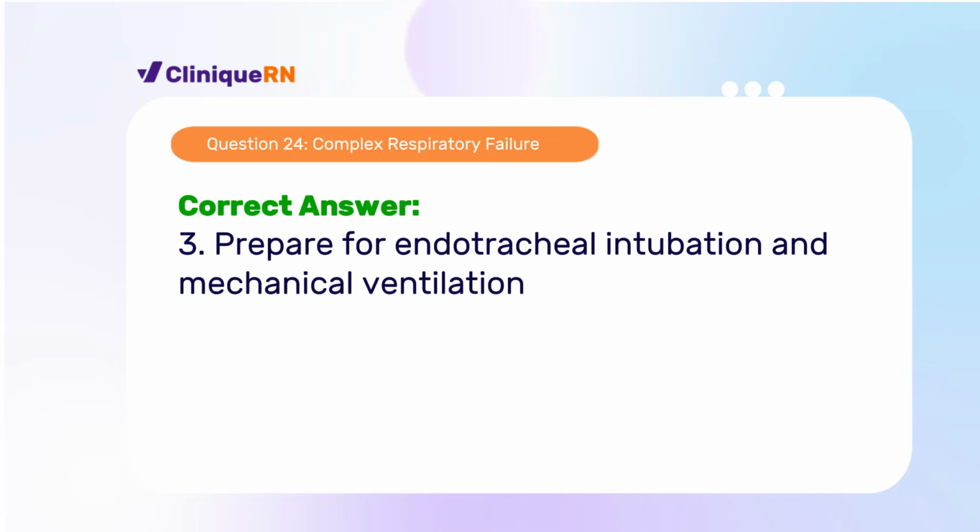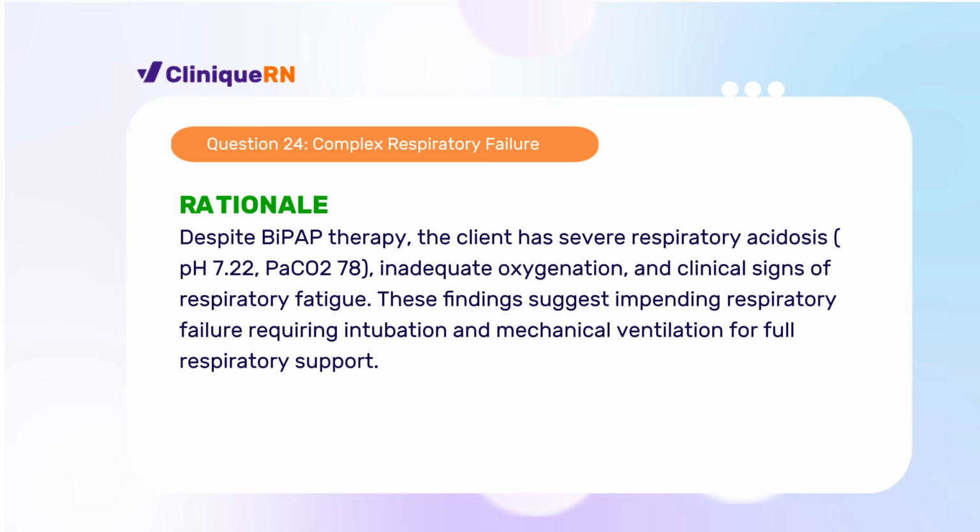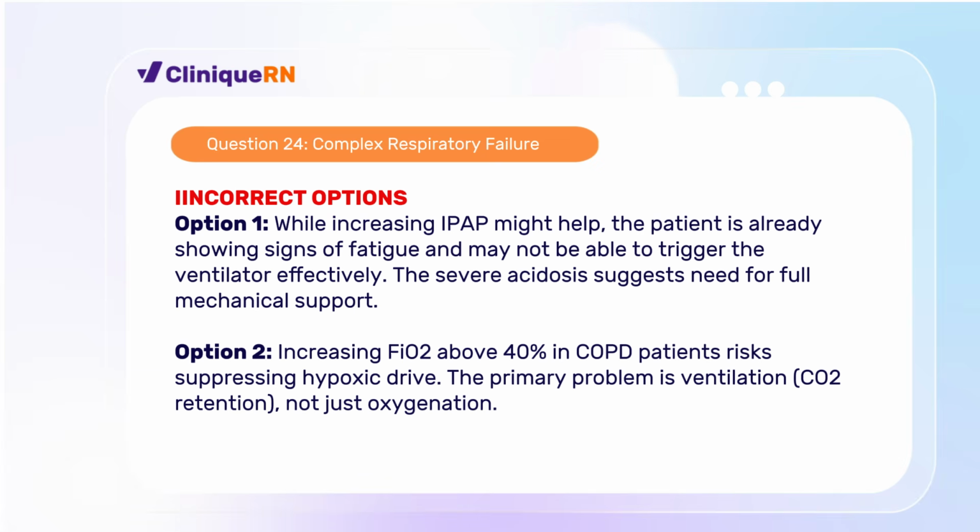The correct answer is 3. Prepare for endotracheal intubation and mechanical ventilation. Rationale. Despite BiPAP therapy, the client has severe respiratory acidosis, pH 7.22, partial pressure of carbon dioxide in arterial blood 78, inadequate oxygenation, and clinical signs of respiratory fatigue. These findings suggest impending respiratory failure requiring intubation and mechanical ventilation for full respiratory support. Why are other options incorrect?